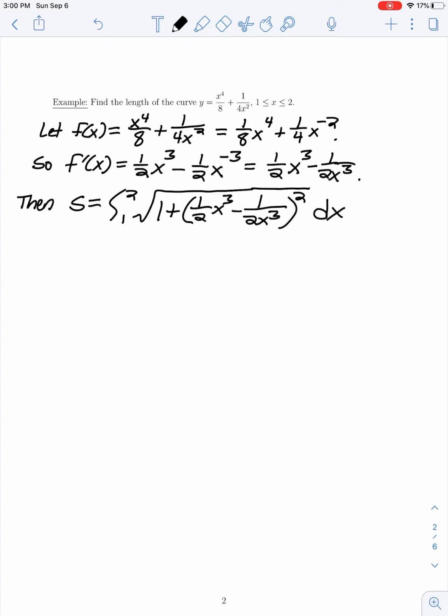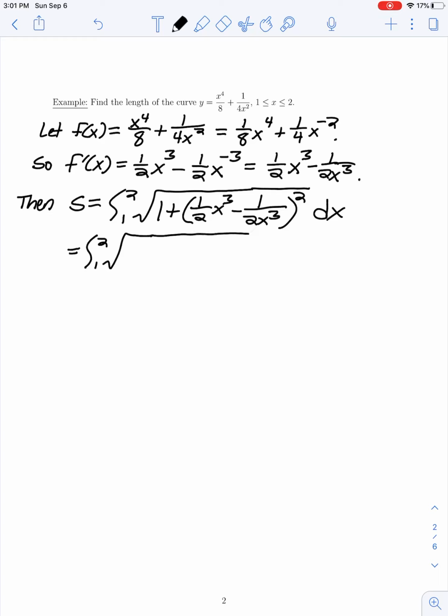So for this problem on arc length, along with some of the examples you might see in the homework or examples that we'll see later in this section, after you initially set up your integral to find the arc length, most of the time our goal is to simplify as much as possible under the radical. So that is, simplify whatever expression you have under the square root. So in this case, let's start by expanding the 1/2 x cubed minus 1 over 2x cubed, squared.